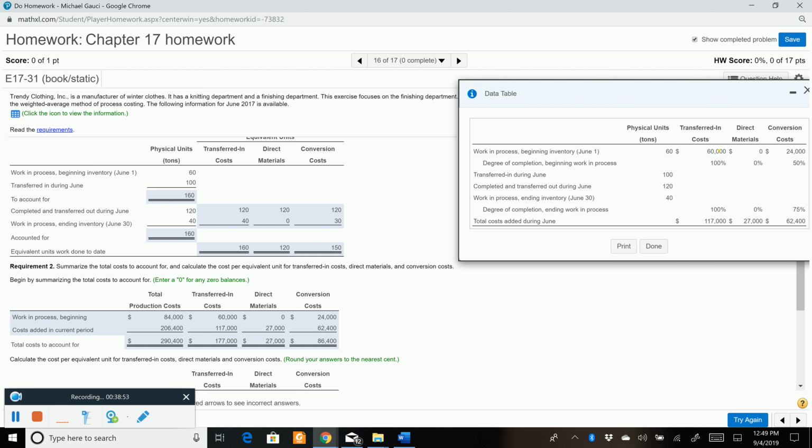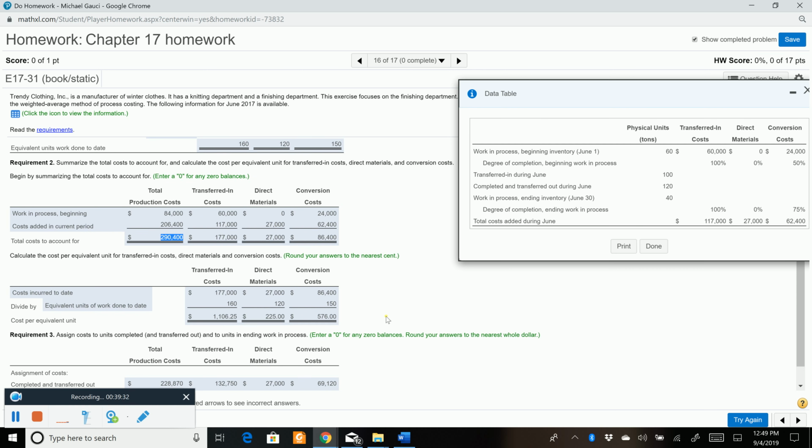So our beginning WIP, 60,000 transferred in costs, that was given to us. 0 for direct materials. 24,000 for our conversion costs. We need to account for 84,000 total. Costs added during the current period: 117,000 transferred in from the prior WIP stage, 27,000 of materials added, and 62,400 in conversion costs, totaling 206,400. We need to account for $290,400 worth of costs.